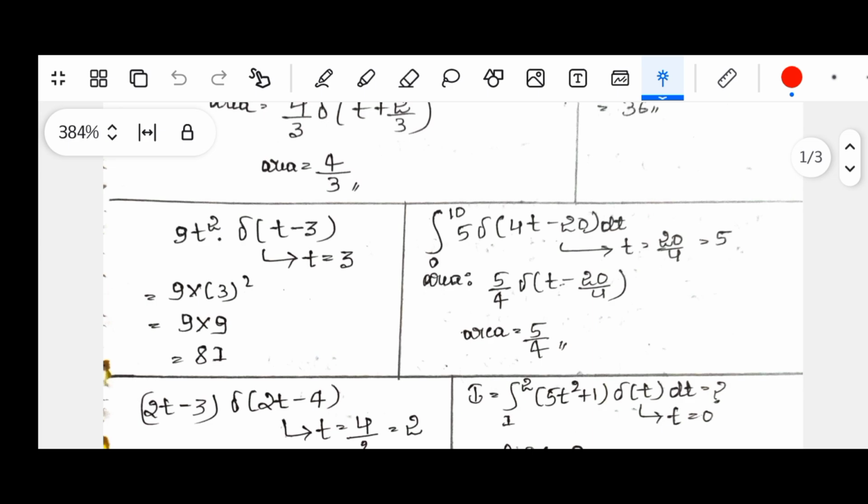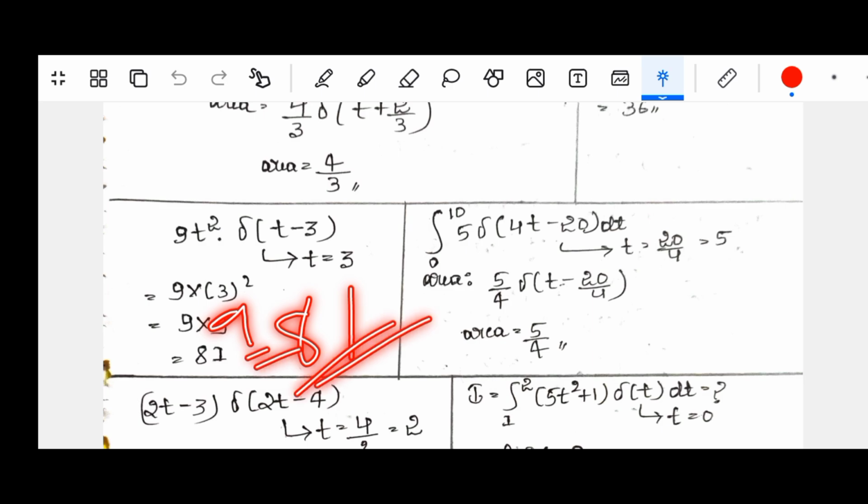Next, the given question is 9t² δ(t - 3). So the location will be t = +3. Keep this 3 in the place of t. So 9 into 3 whole square. So 3 square will be 9. 9 into 9 will be 81. So the answer will be 81.